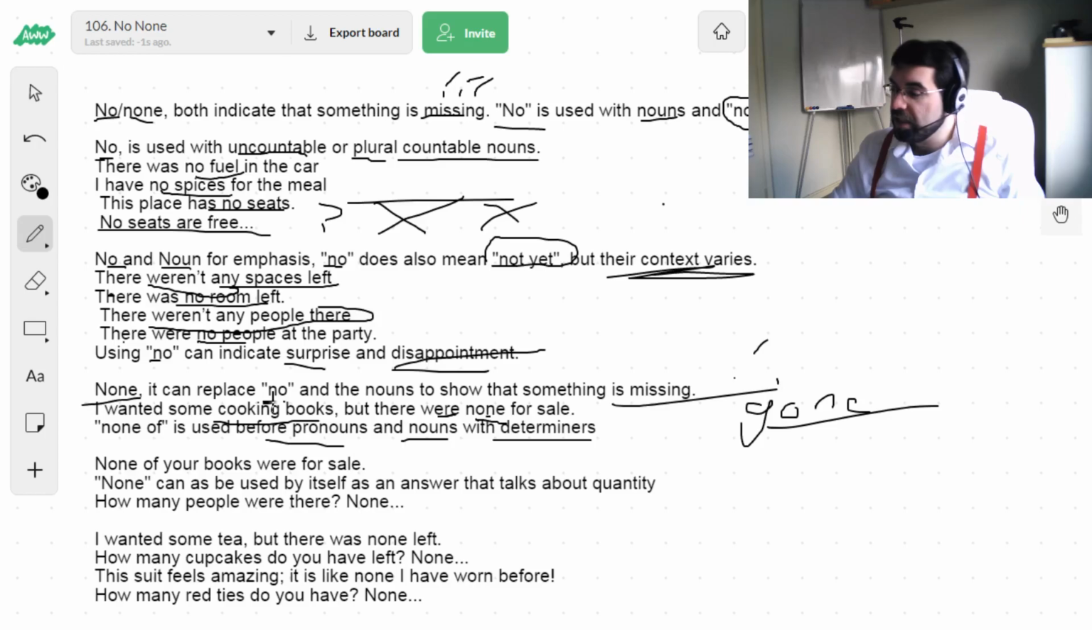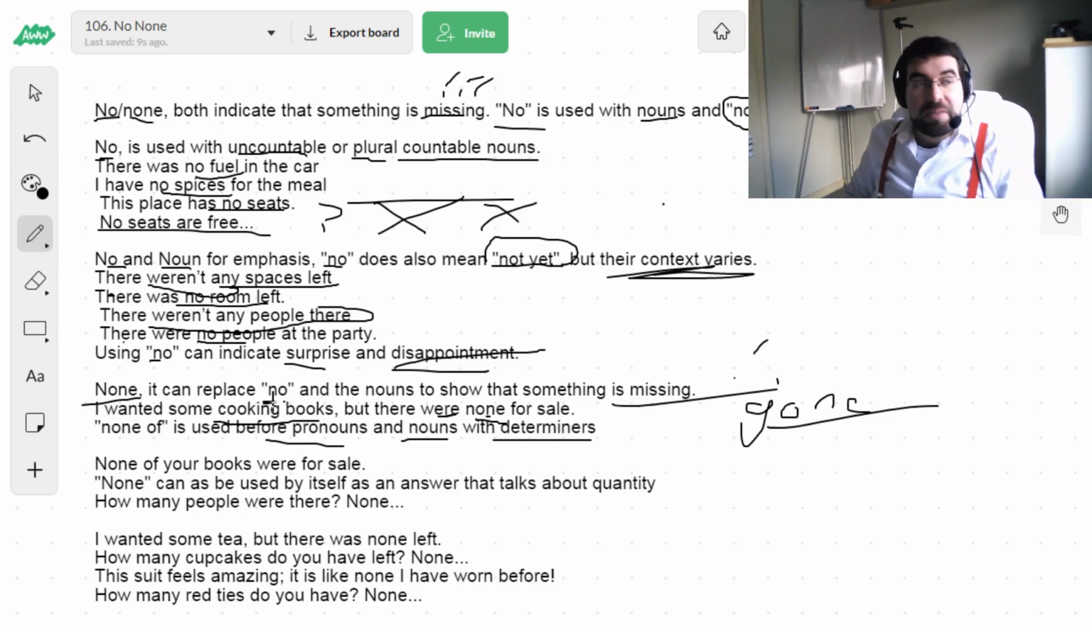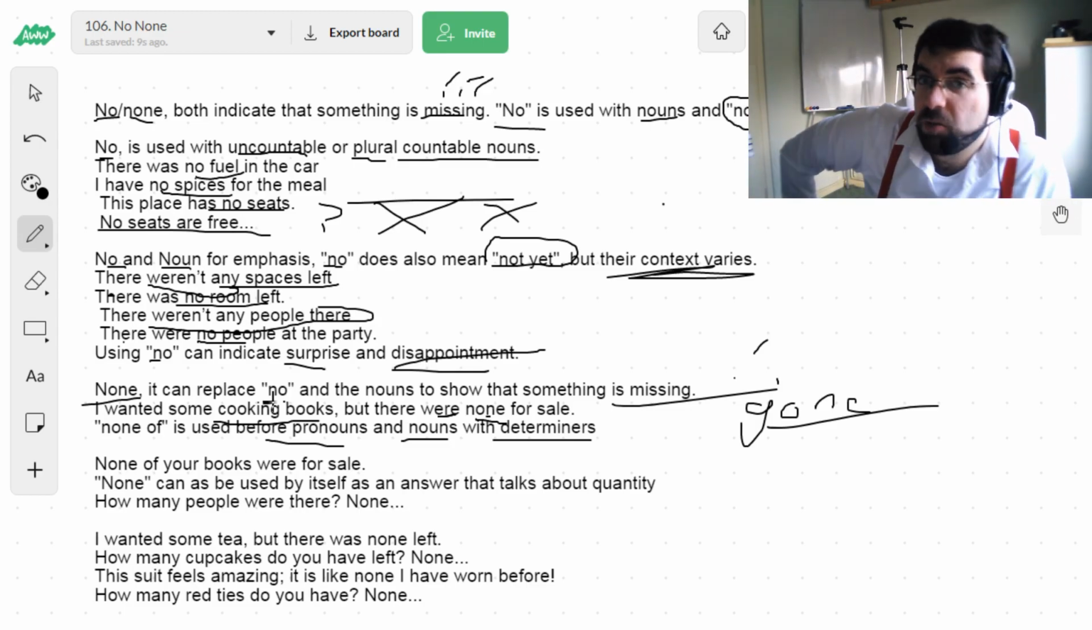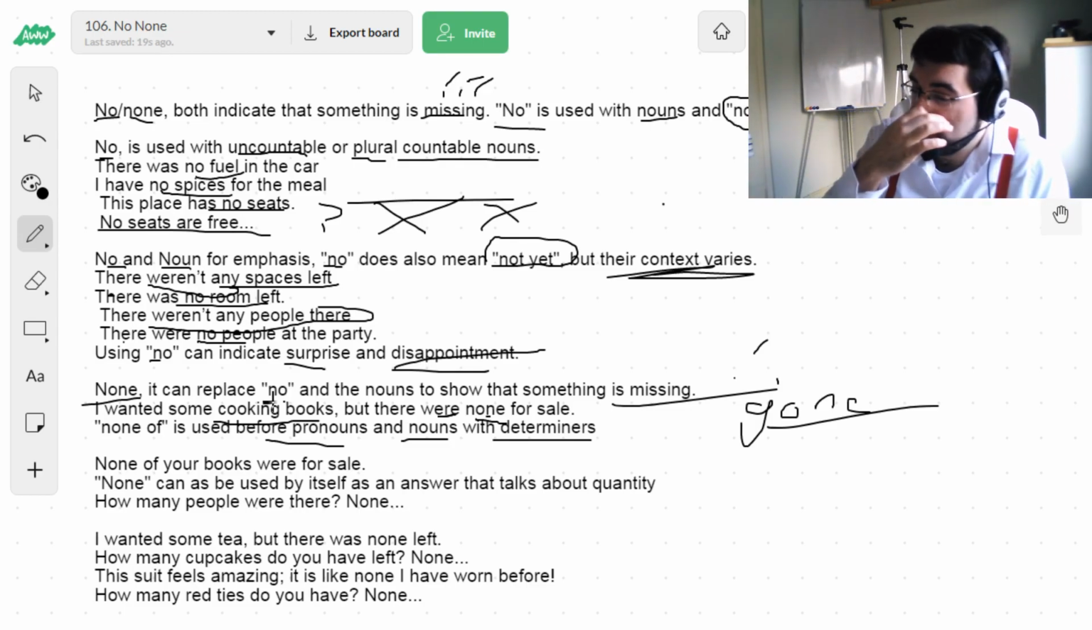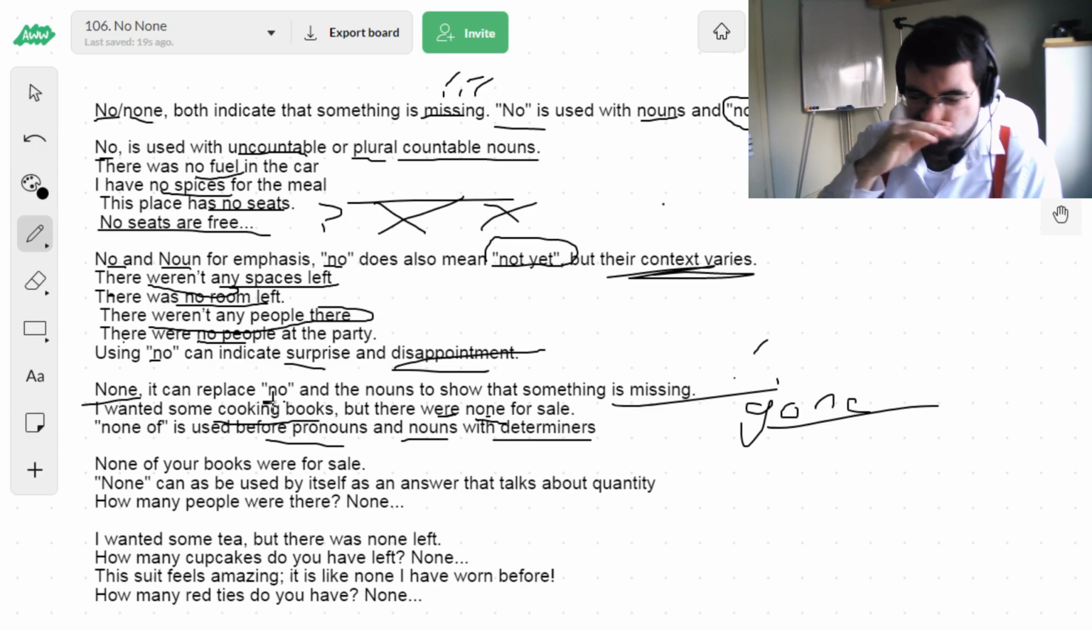I wanted to read, but none of these books were interesting to me. None of these books were interesting. Maybe those books over there might be interesting, but these ones, not really. I wanted to watch a video, but none of these videos were long enough. They were all boring as well. Not what you want.